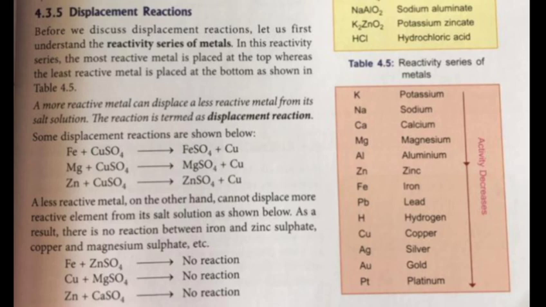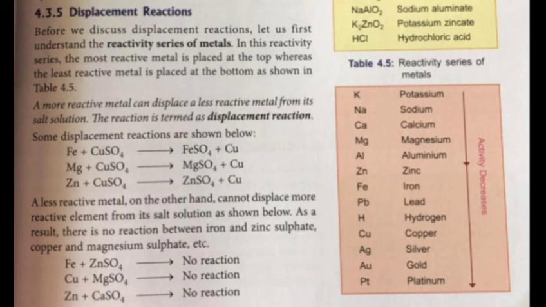Similarly, in the case of copper reacting with magnesium sulfate, since copper is less reactive than magnesium, much less reactive than magnesium, it cannot displace magnesium from its salt solution. It does not have that much power to move the magnesium from magnesium sulfate. So no reaction will take place in this case as well. And the last one, zinc reacting with calcium sulfate. Zinc is much less reactive than calcium. So zinc also cannot replace calcium from its salt solution.